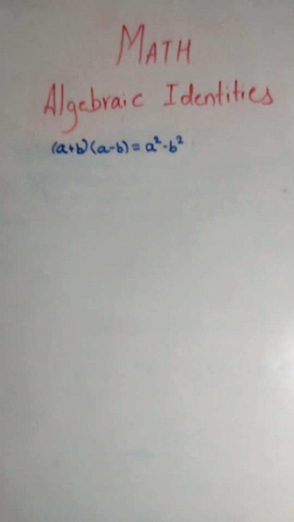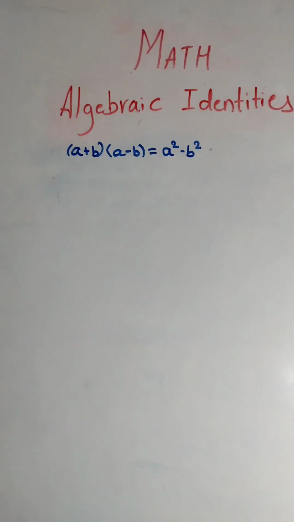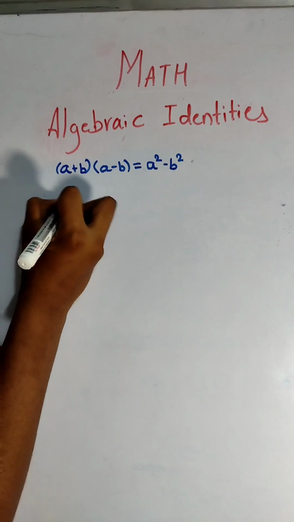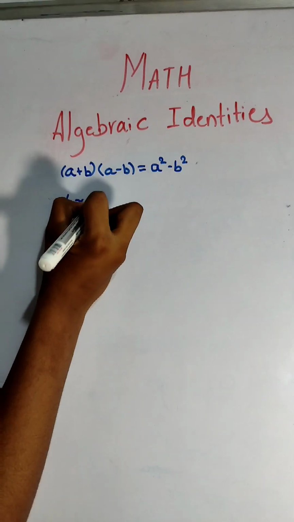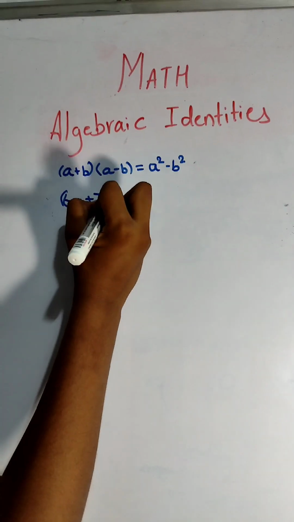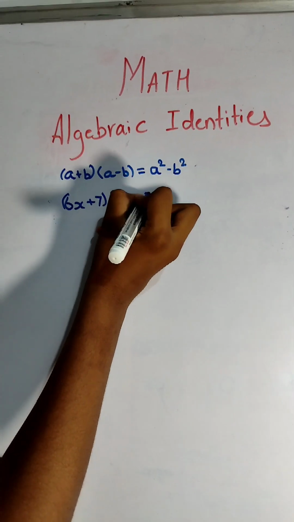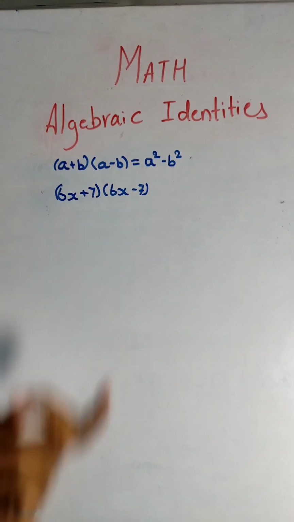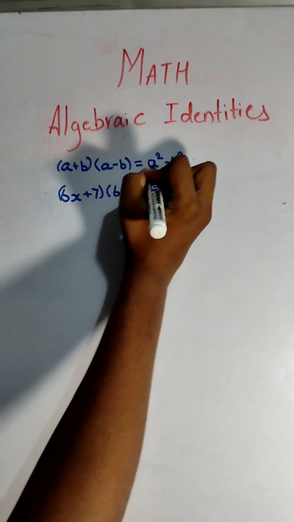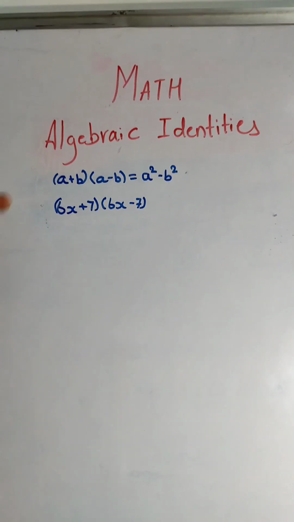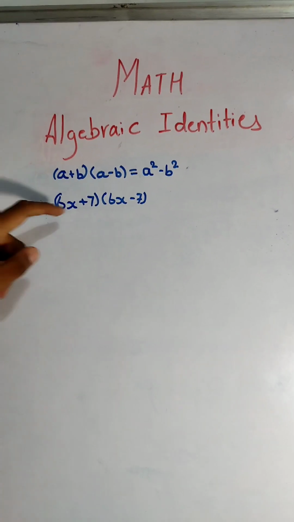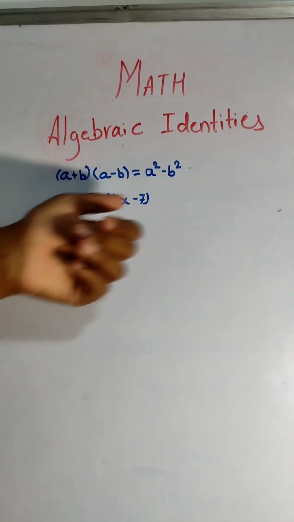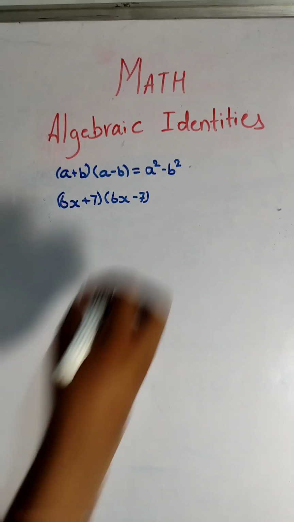Okay, so let's take an example for the third identity. Let's take (6x + 7) into (6x - 7). So over here the only difference is the plus and minus. In this case a is equal to 6x and b is equal to 7. So all we're going to do is substitute the same equation into a and b.